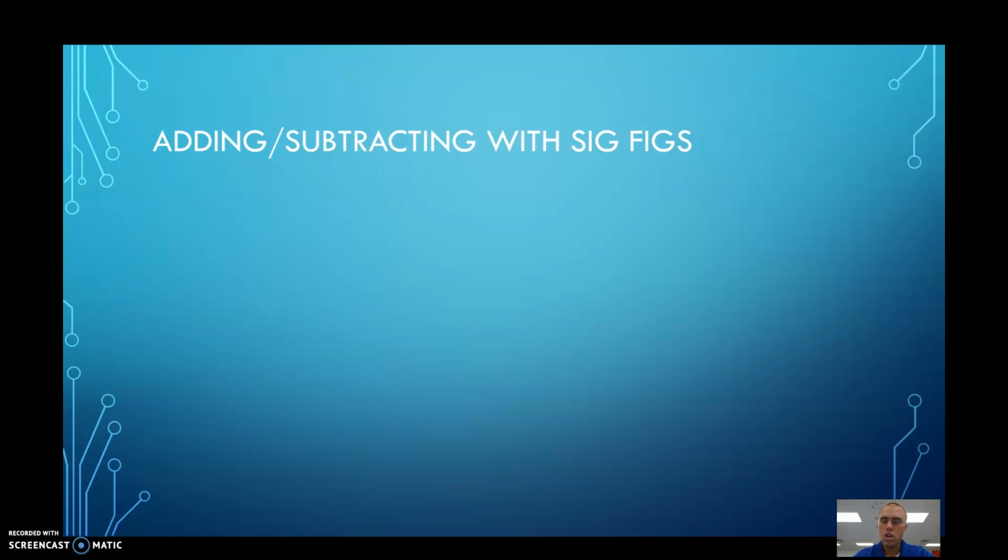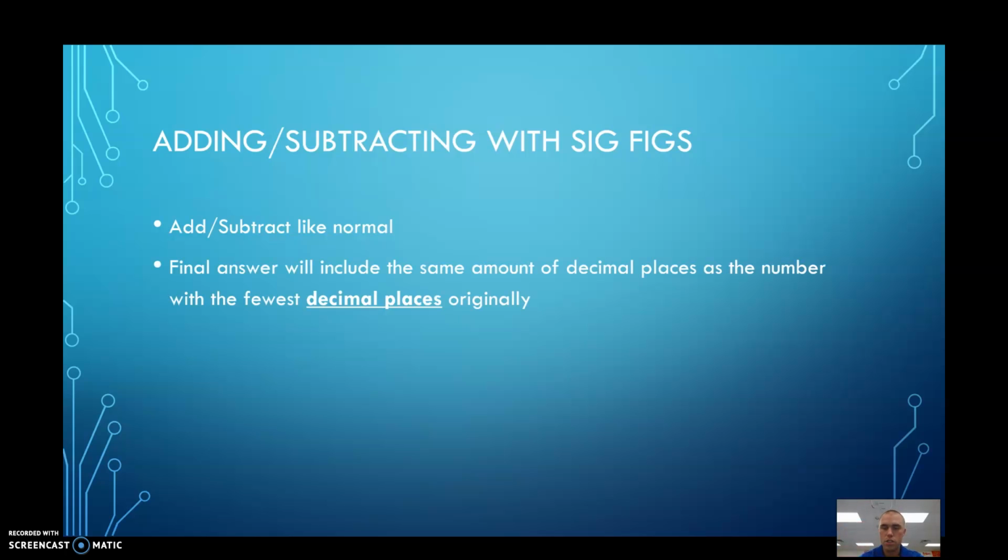When we look at adding and subtracting with sig figs, we're going to add and subtract our numbers just like normal. We take our calculator and do our operation, our addition or subtraction, just like we always would. In our final answer, we are going to include the amount of decimal places that's the fewest in the original numbers. I know that sounds confusing, but it's going to make a lot more sense when we see an example.